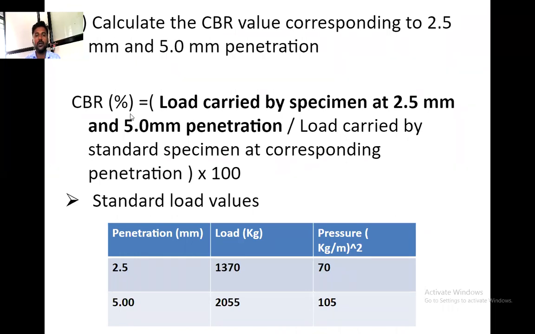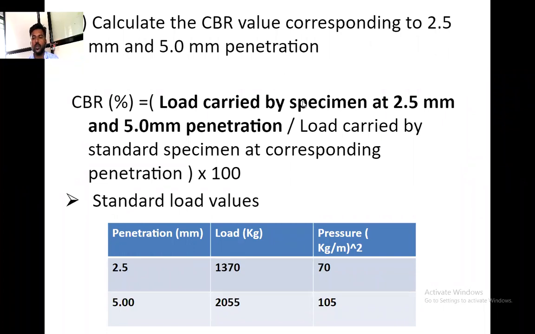So what is the formula for calculating the CBR percentage? CBR percentage is equal to the load carried by the specimen at 2.5 mm and 5 mm penetration to the load carried by the standard specimen at the corresponding penetration, into 100, then we will get the CBR in percentage.